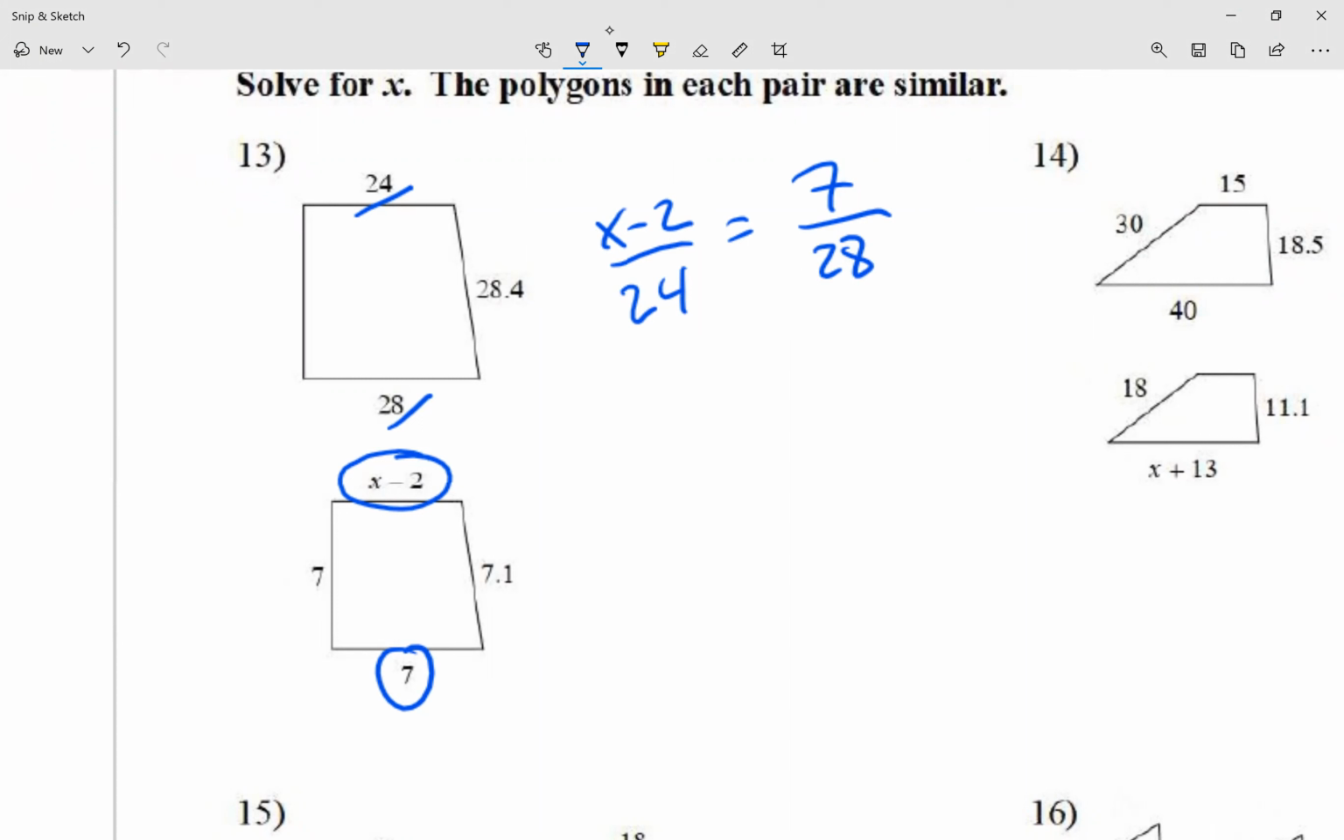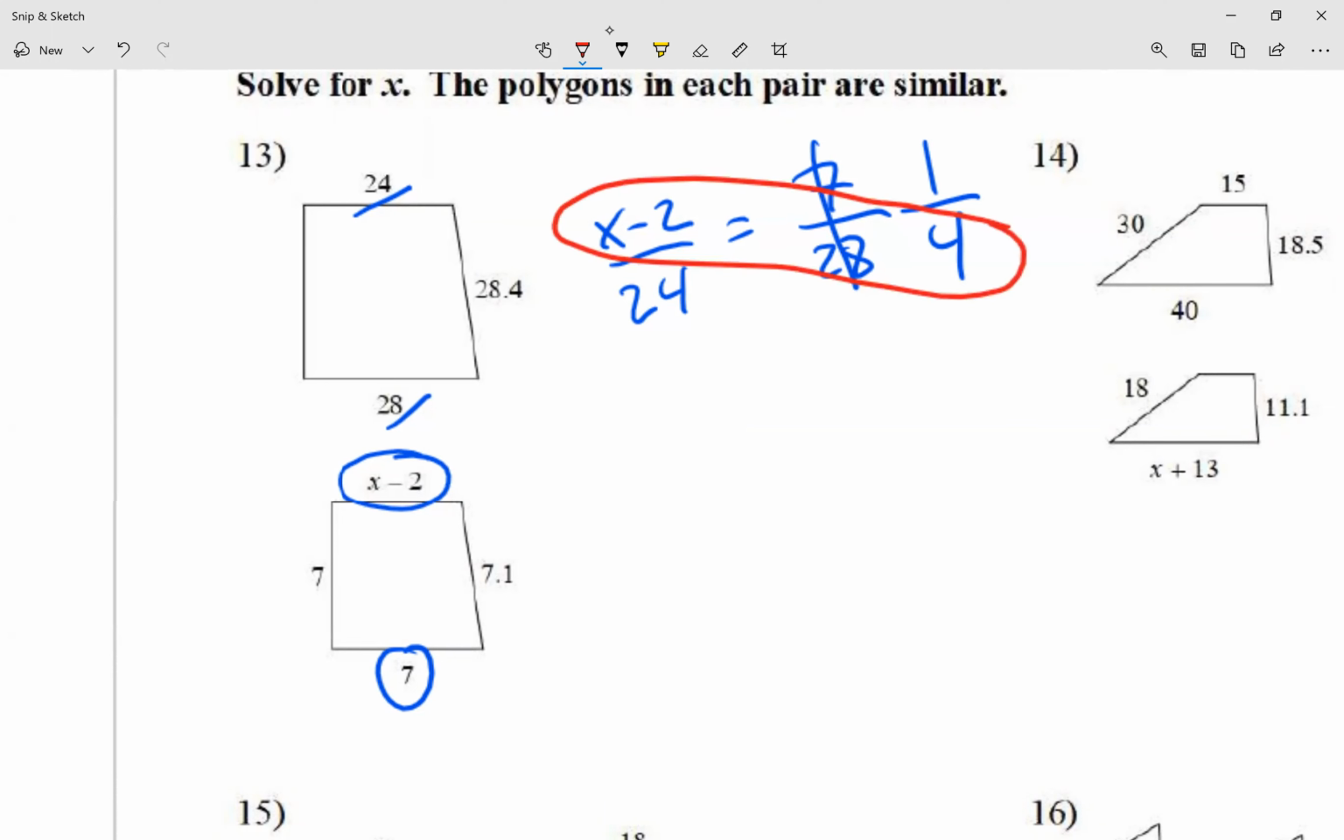Now I can just cross multiply, solve for x, but there is one thing. If I can make my number smaller, I will. 7 over 28, I think we can just call that 1 over 4. You don't have to simplify. You can cross multiply whenever, but I would rather simplify first so I deal with smaller numbers. All right, let me cross multiply this way. The 4, the number by itself, remember I'm gonna go 4 times x, 4 times 2. So that's gonna give me 4x minus 8 equals this other way, 24 times 1 is 24.